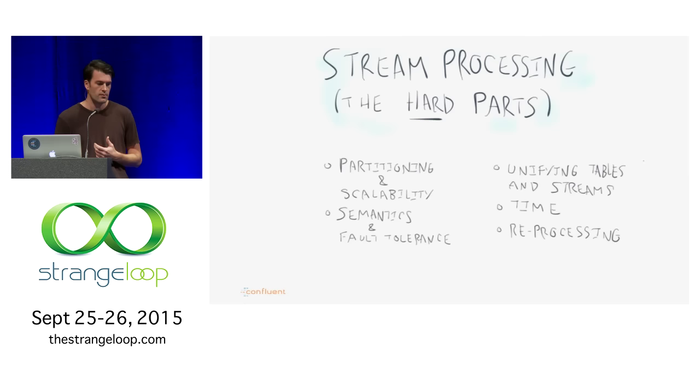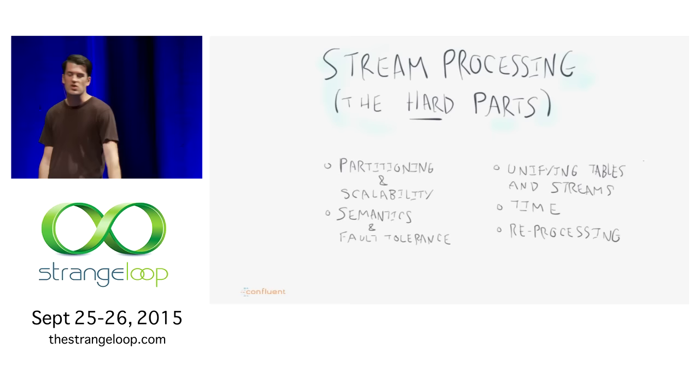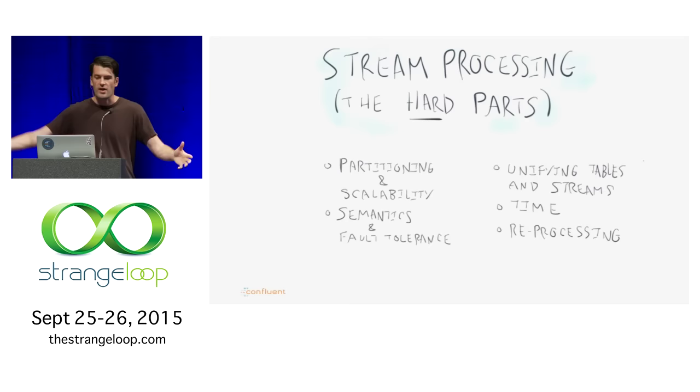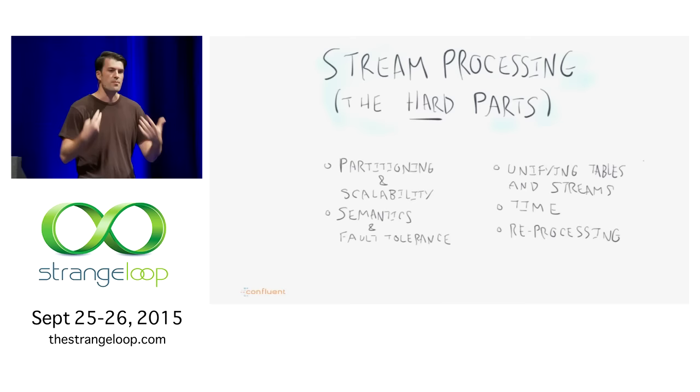The reason there hasn't been much here is that there are a number of hard problems a stream processing system has to address. The first, since I said I was talking about doing this in the large, is partitioning and scalability. How do you spread a program over many machines and be able to elastically add capacity to that or shrink it down? And how do you spread the data as well? Then semantics and fault tolerance. What does it mean when one of these machines fails? What do you do?